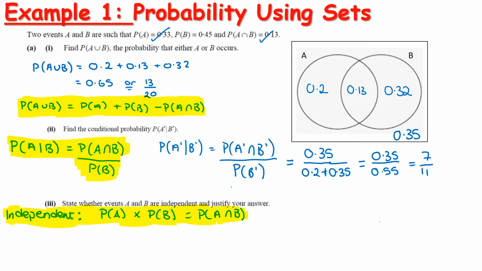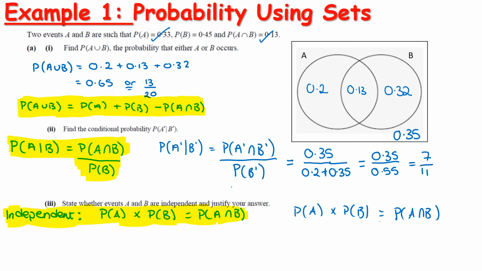So we need to know that off by heart. We can either use that when they tell us they are independent, or we can figure out if events are independent. So probability of A, times the probability of B. Does that give us the probability of A intersection B?